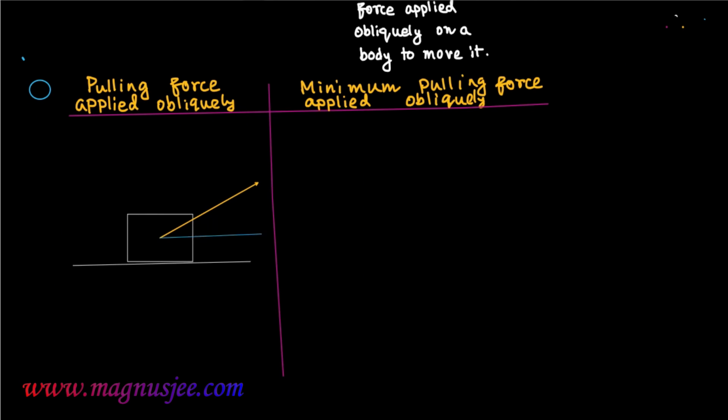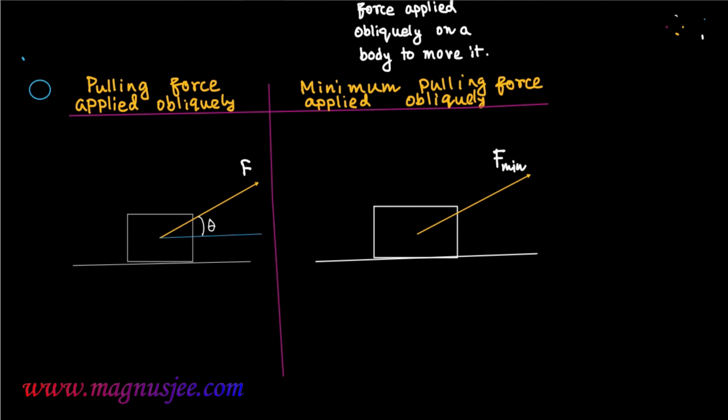Now we can compare pulling force applied obliquely and minimum pulling force applied obliquely. F is a pulling force which acts at an angle theta with the horizontal, and on the right hand side again we can draw the same body placed on a horizontal rough surface. This is the minimum pulling force F min, which acts at an angle theta with the horizontal direction.